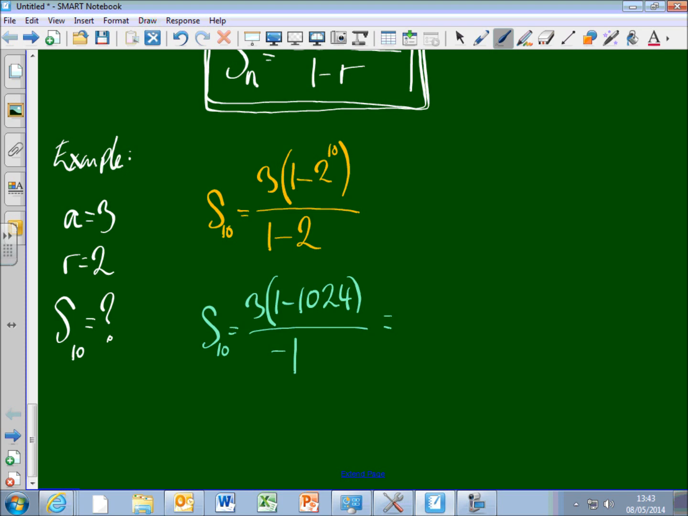This is just going to be 1 take away that, which is just going to be 3 times minus 1023, isn't it? Yeah. And if I divide by minus 1, it's just the same as putting a minus in front, isn't it? Okay. So I've got basically 3 times 1023, haven't I? 3069, did you get? 3069. Okay? Happy with that? Okay. So that's how you use the sum.